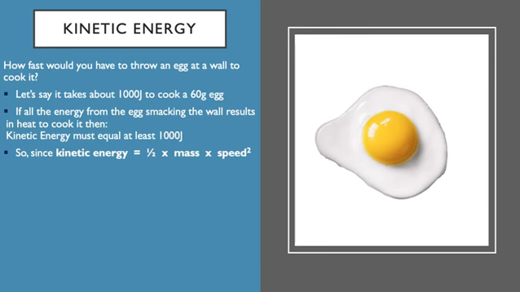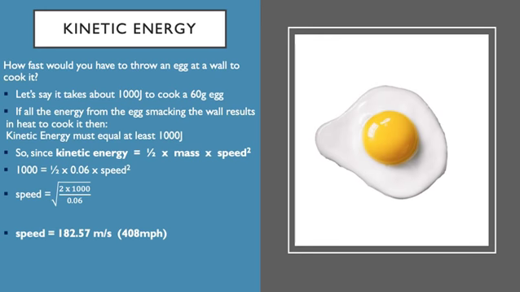So we know our equation, kinetic energy equals half times mass times speed squared. So 1,000 equals a half times 0.06, because 60 grams equals 0.06 kilograms, times our speed squared. So we rearrange the equation, and speed equals the square root of 2 times our kinetic energy divided by the mass, so 2 times 1,000 divided by 0.06, and so the speed equals 182.57 meters per second, which is 408 miles per hour. If you consider that a baseball is thrown at about 45 meters per second, which is about 100 miles per hour, then we've got to throw an egg at a wall pretty fast in order to cook it.